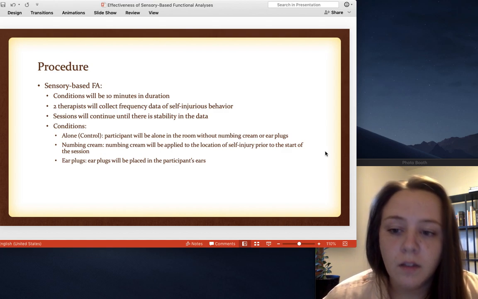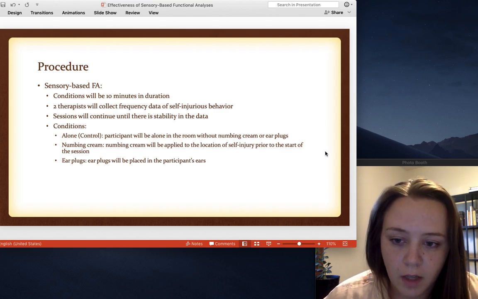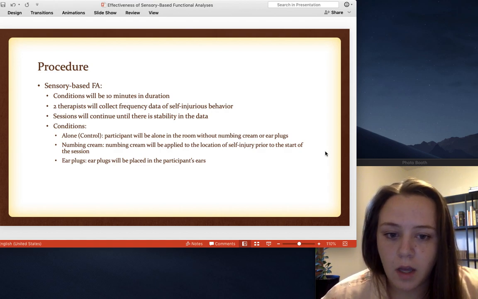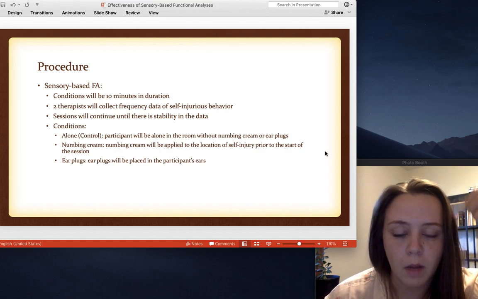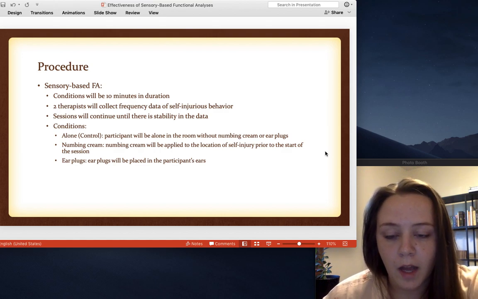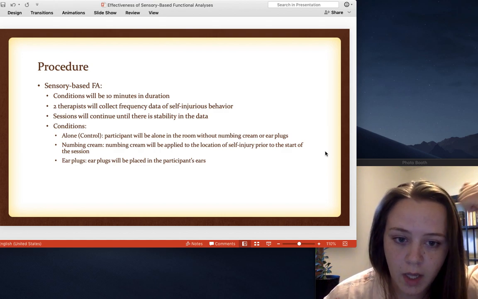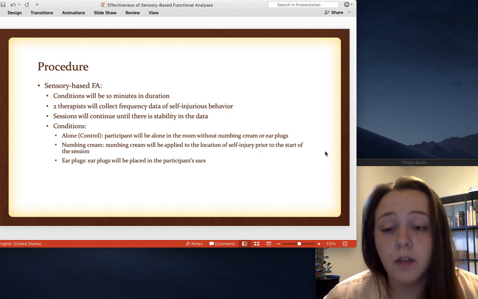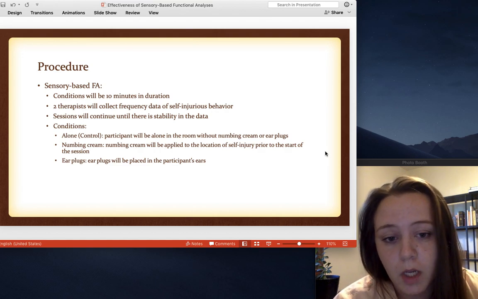And then in these different conditions, we would see a couple different things. So with the numbing cream, if the self-injury was hits to the head and I put numbing cream on my head, and I continue to hit there afterwards, as long as it persists in the extended 10-minute period, we can hypothesize, depending on what it looks like, whether it is the function or not.